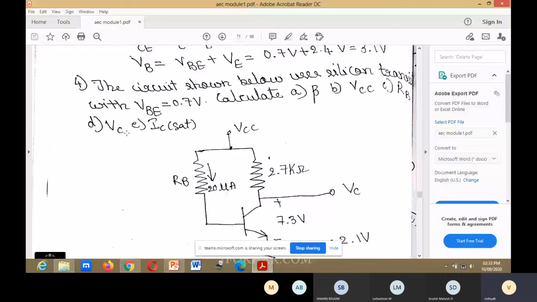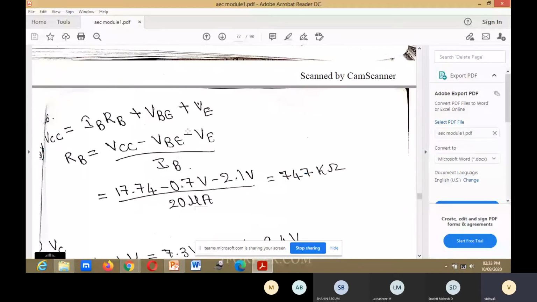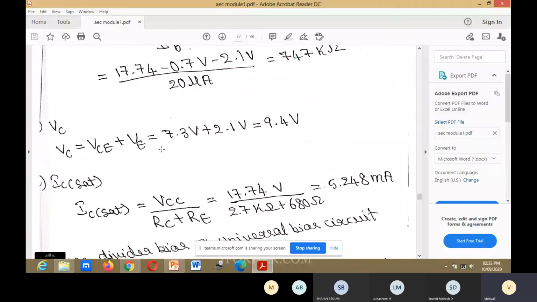Next, we need to find out VC and IC saturation. VC is equal to what? VCE plus VE is equal to 7.3 volts plus 2.1 volts, which is equal to 9.4 volts.